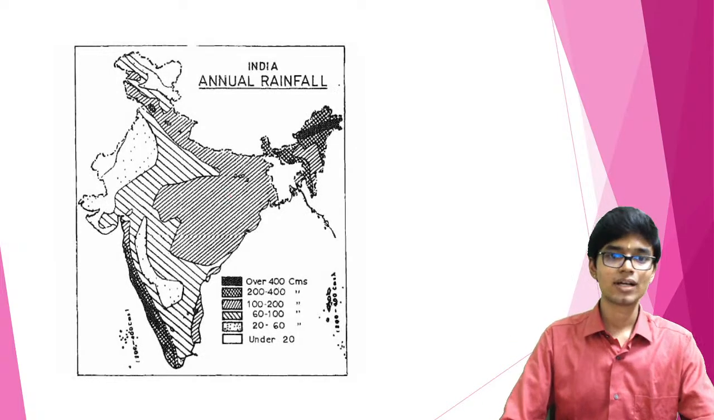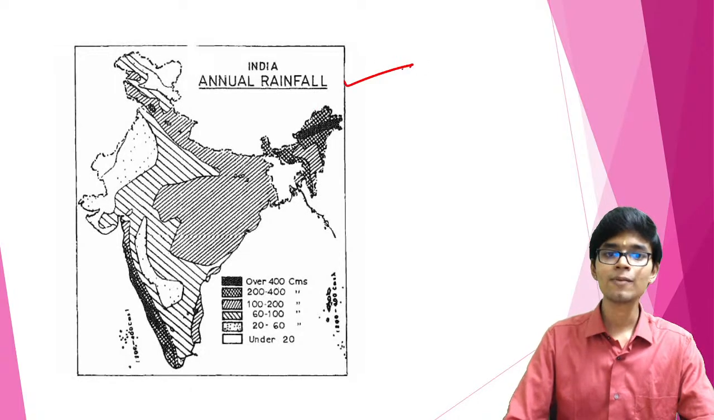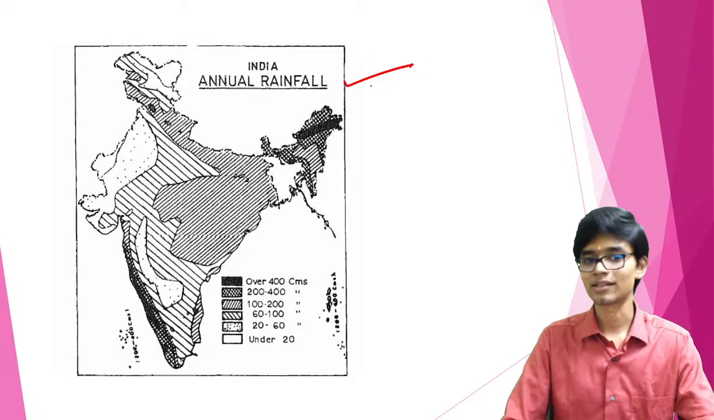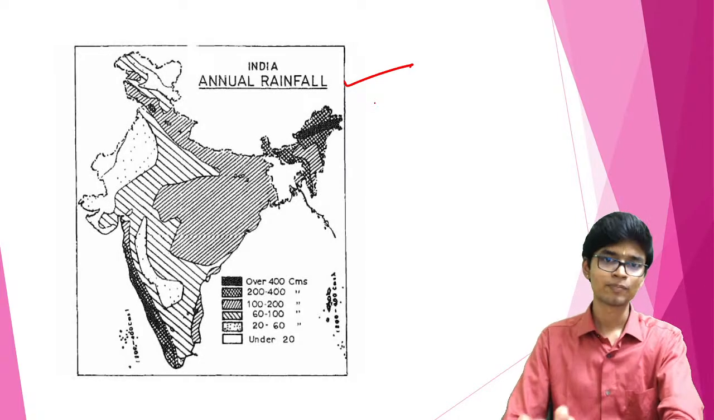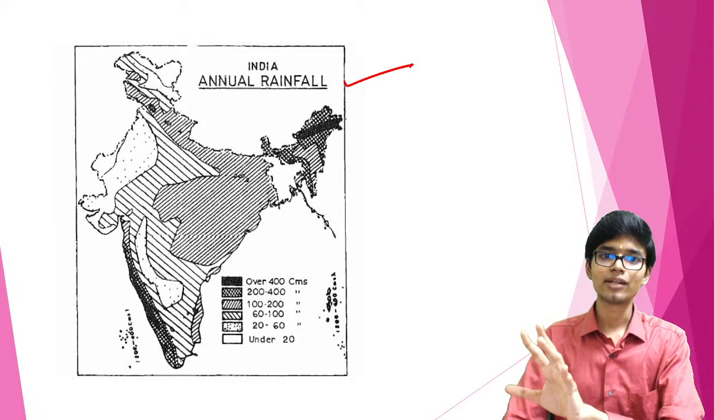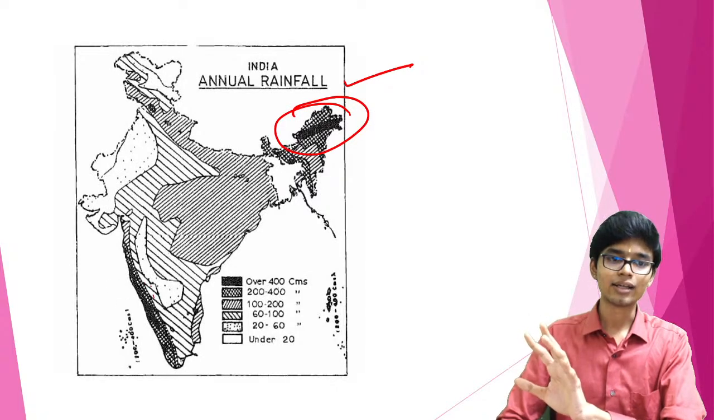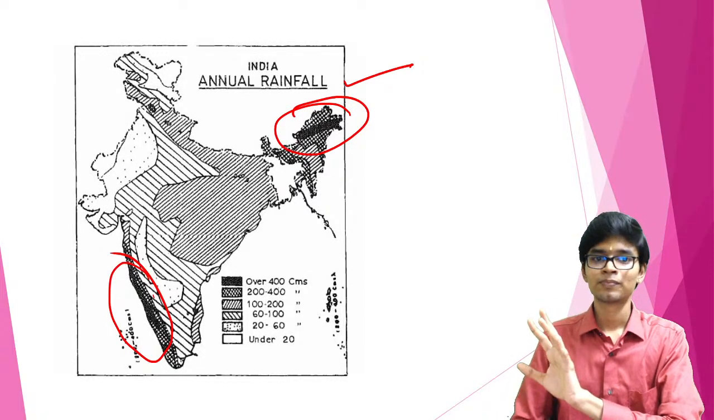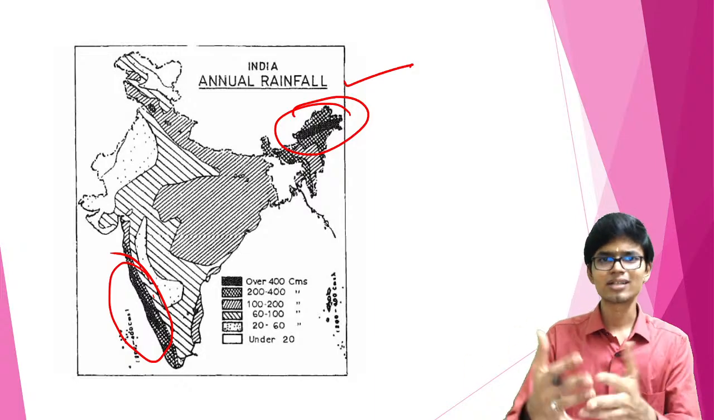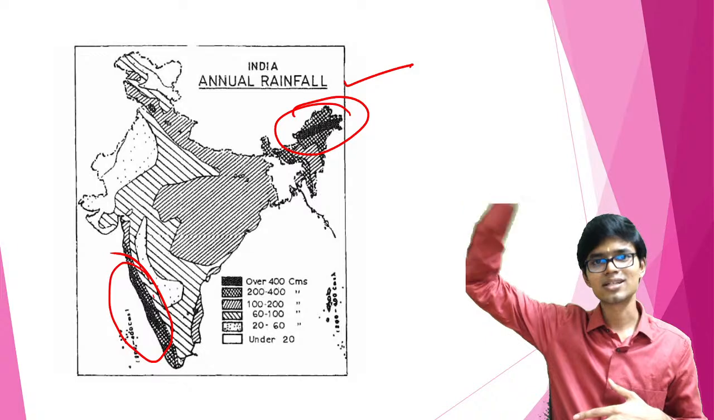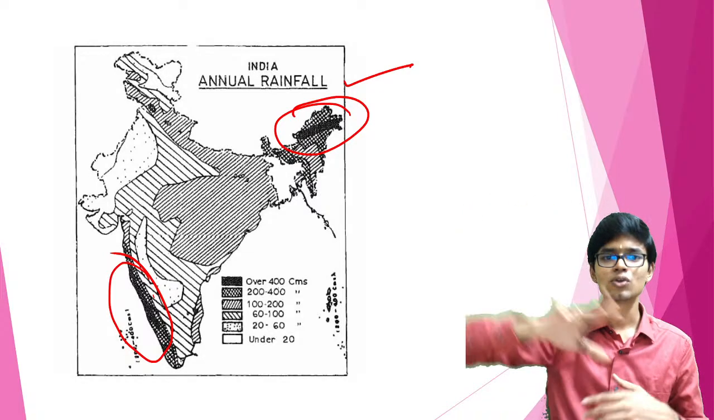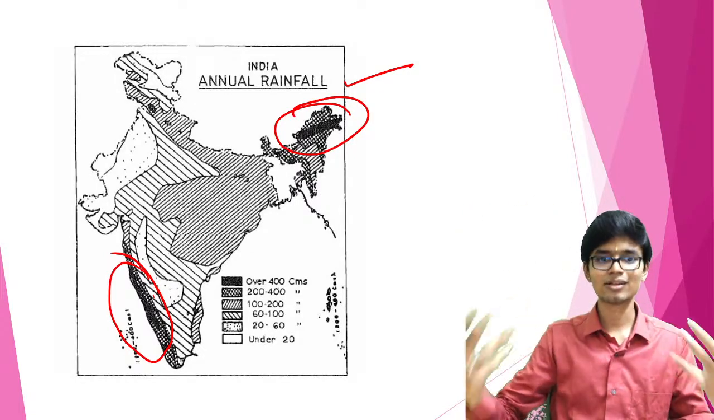Here you can see a small map of the annual rainfall in India. This is given in your NCERT textbook. Please refer to that and get an idea of how much rainfall is available where. Most rainfall is available in the northeastern part and in the Western Ghats region. That is obvious; in the Western Ghats there is plenty of rain. And then you have Mawsynram and Cherrapunji in Meghalaya. So these are the excess rain regions in India.